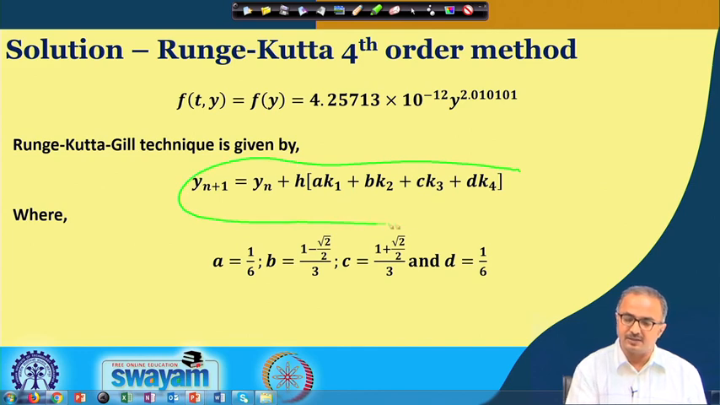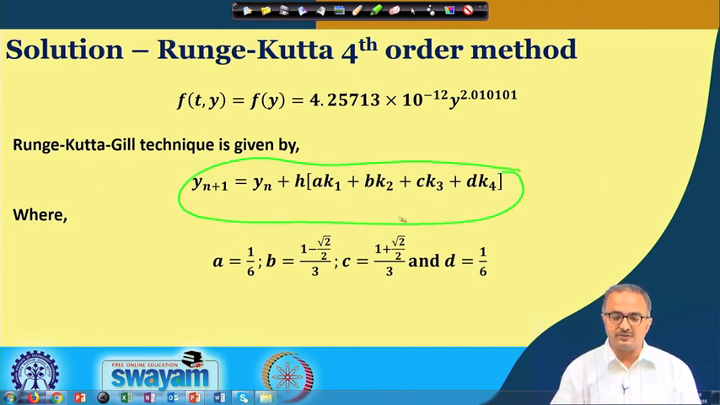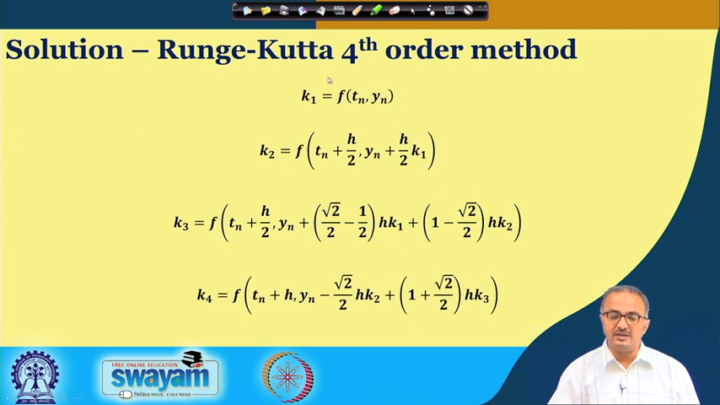Here we will find that all these values of A, K1, B, K2, C, K3, D, K4 are obtained from some expressions given by Runge-Kutta-Gill. These are the expressions for A, B, C, D, and similarly you have expressions for K1, K2, K3, K4. Generally, these expressions are not to be remembered, they will be given to you. You simply refer to these equations and keep evaluating the values of A, B, C, D, K1, K2, K3, K4. So there is nothing to cram for this particular method.